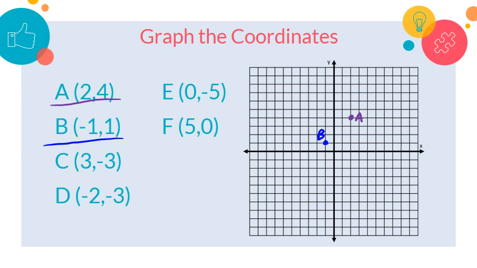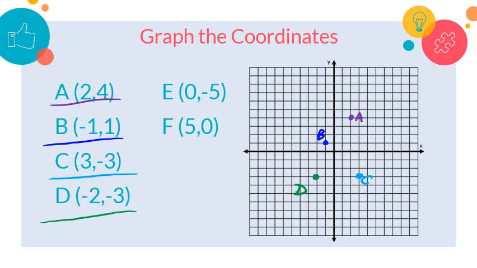My C value, read it left to right. First, it's a positive 3. Positive is to the right. Second is up or down. Negative means down. So I have C right here. My D value is (-2, -3). So that means left 2, down 3. There's my D.